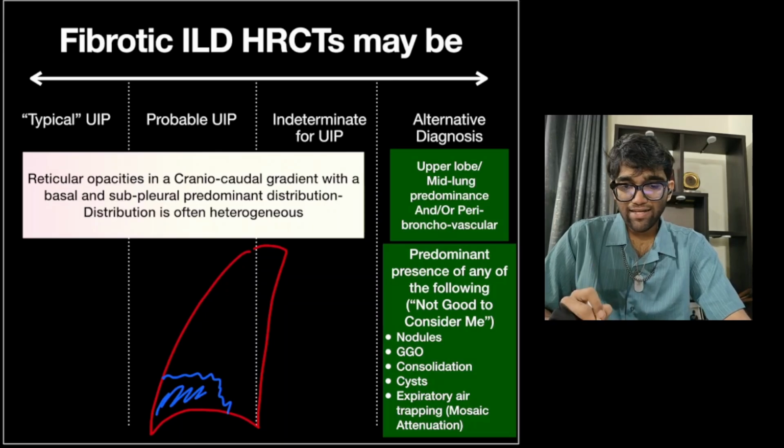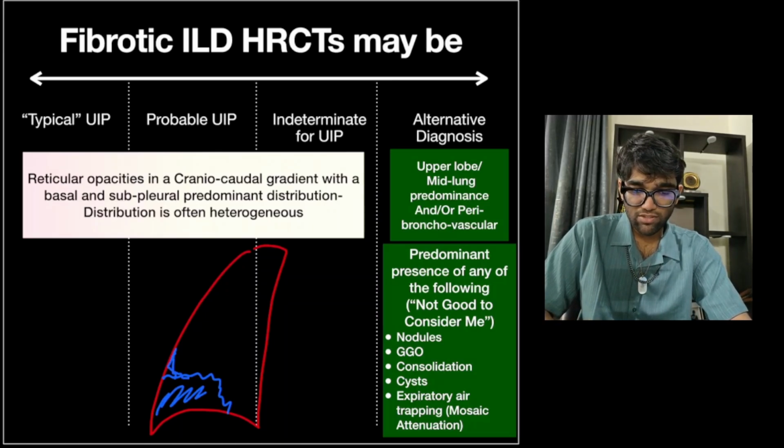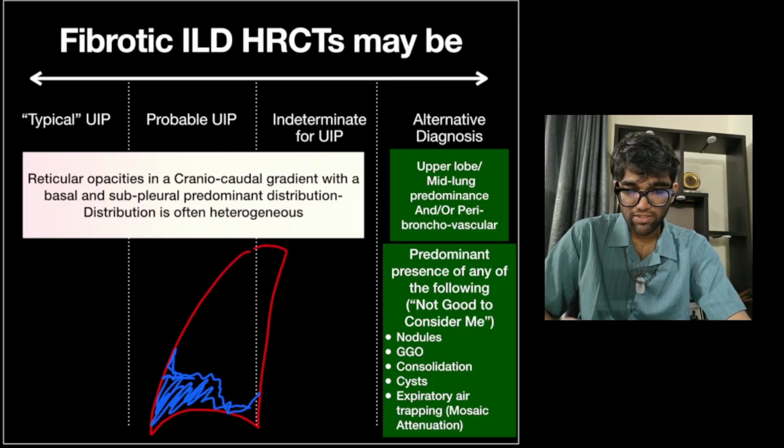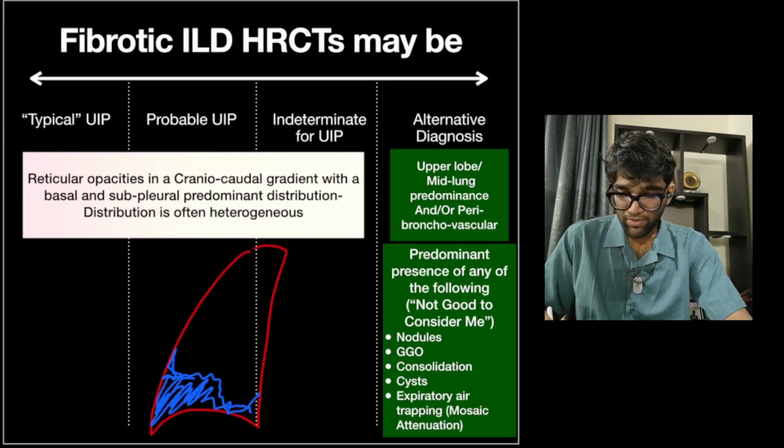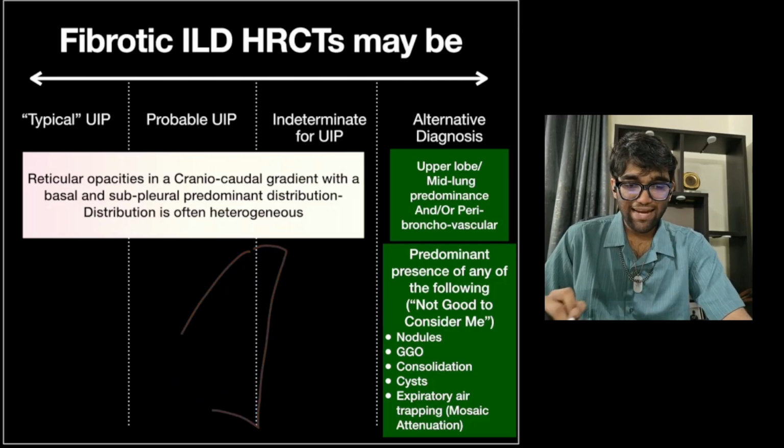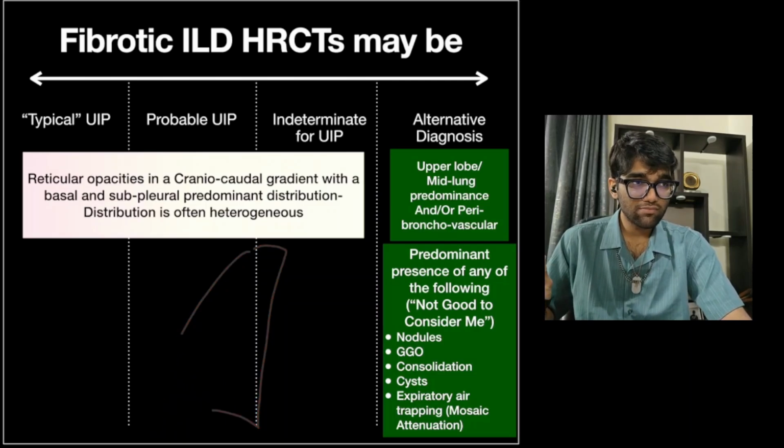Okay, and they show a subpleural dominant lesion. So this will be the distribution. What I've shaded in blue will be the distribution of the pathology. However, that in itself is not sufficient.